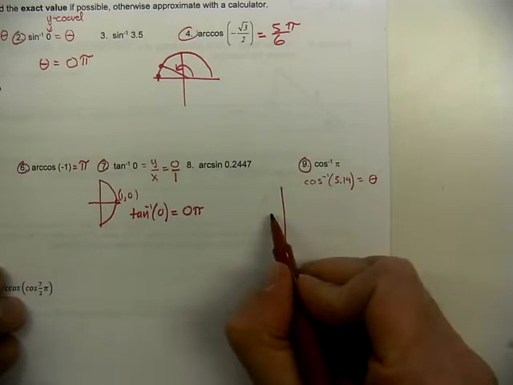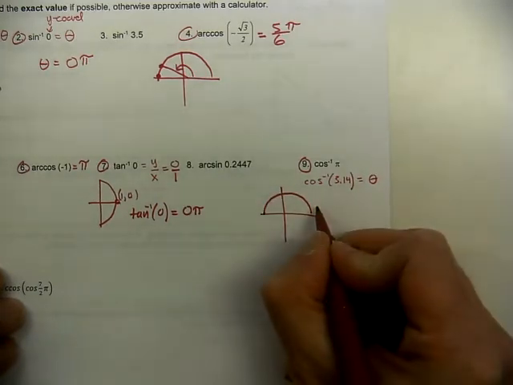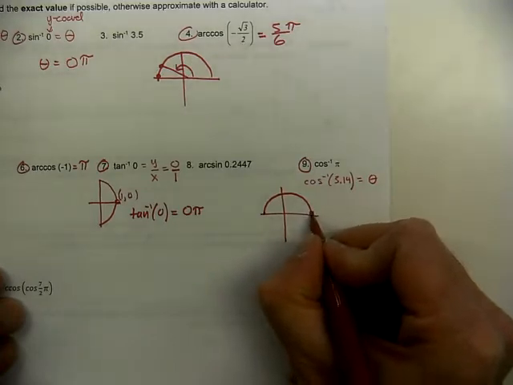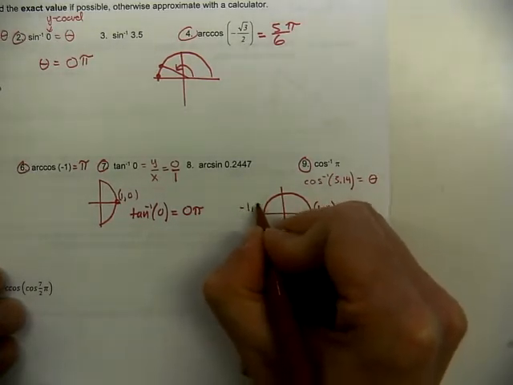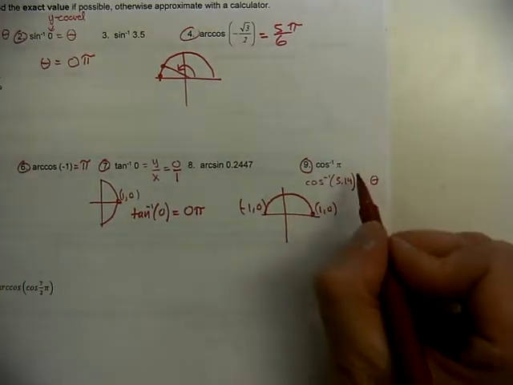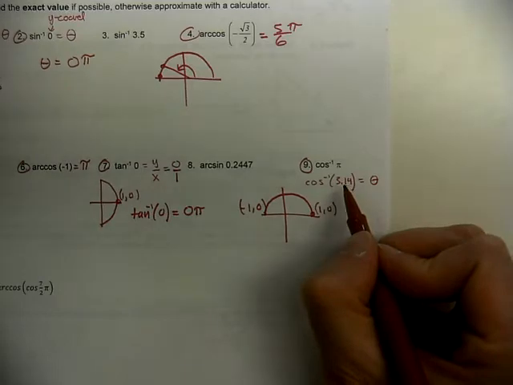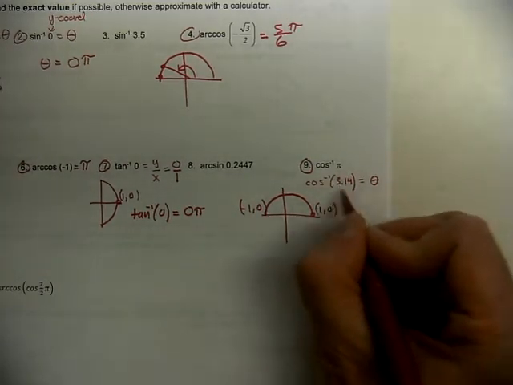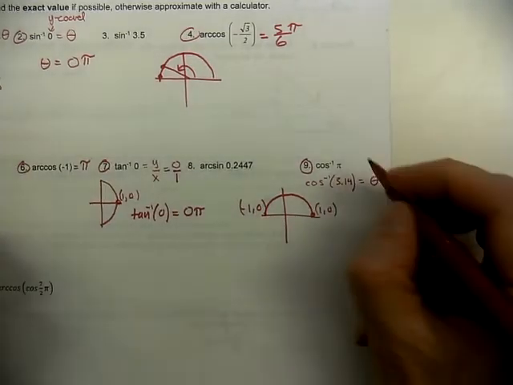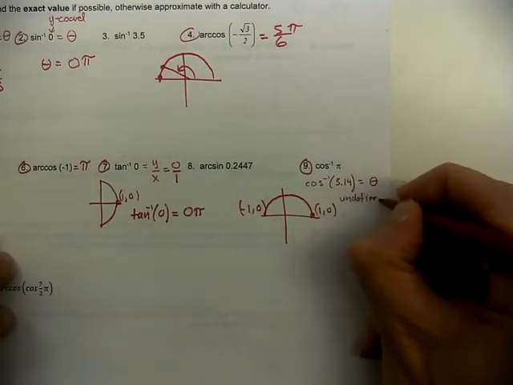So if we're only allowed to use quadrants 1 and 2, what kind of x-coordinates do I have? Well, we have 1, 0 to negative 1, 0. In other words, I don't have an x-coordinate of 3 anywhere, because no x-coordinate can be bigger than 1 or smaller than negative 1. So this is outside the domain. So this is actually undefined. There is no angle of rotation.